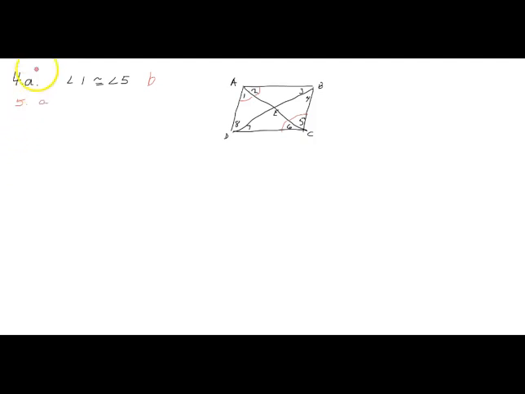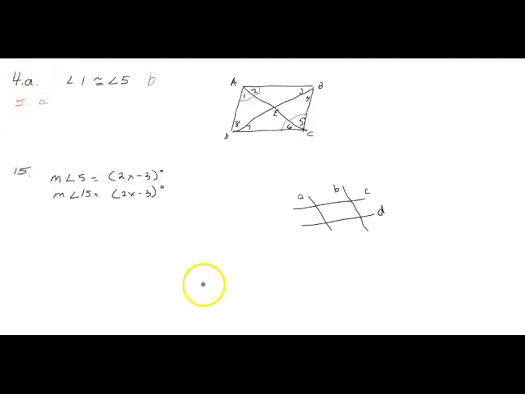Number 15. In number 15, we have a shape that has 2 parallel lines with 2 transversals. We have parallel lines A and B, and we also have parallel lines C and D. Now I'm saying parallel lines, but we actually haven't proved parallel lines yet, so we can't state that yet. That's just how they appear.